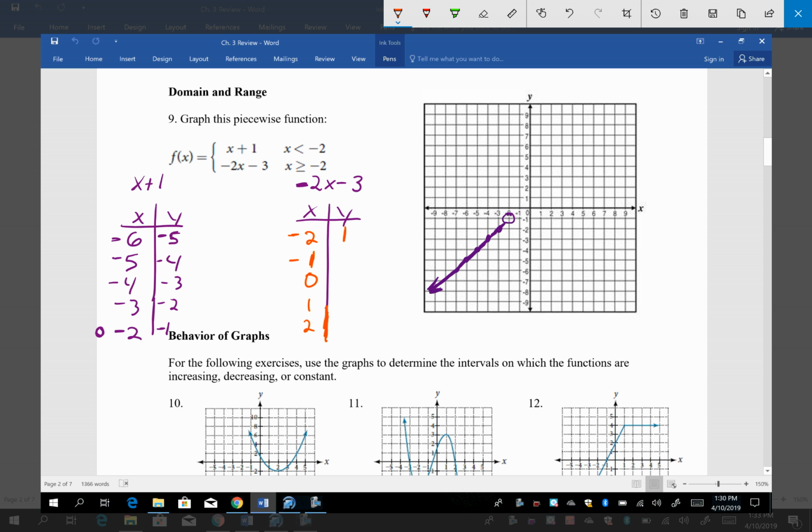So that's going to be 2 minus 3, which is negative 1. 0 minus 3 is negative 3. You can see what's happening with our y values. They're decreasing by the slope of negative 2. So we're going to plot those points.